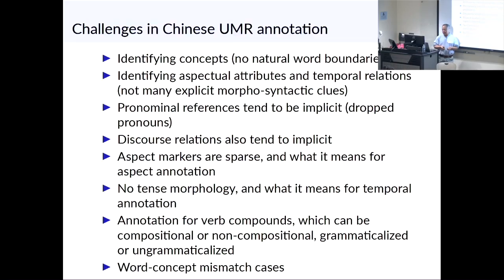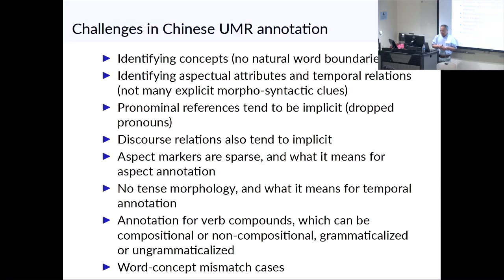Like Chinese is written without spaces between words. So the first thing you have to figure out is what are the words. Okay. And after you know the words, then you figure out, okay, what is the concept, right? So that's the first thing that you do not necessarily have if you're working on, let's say, English, right?